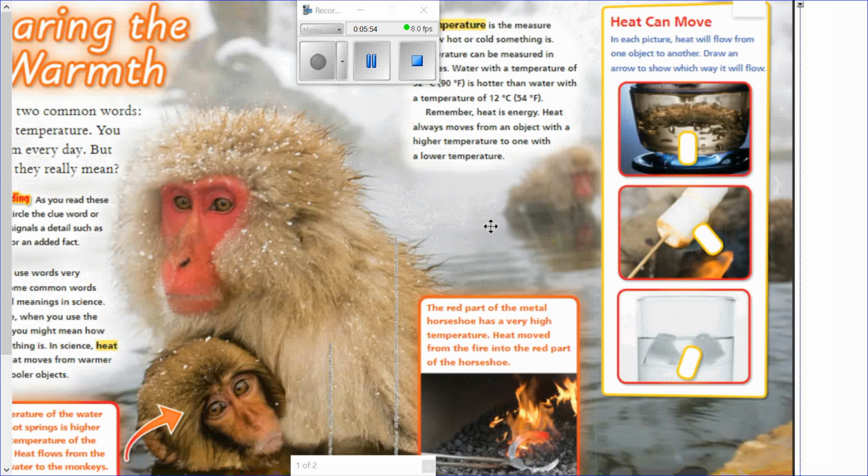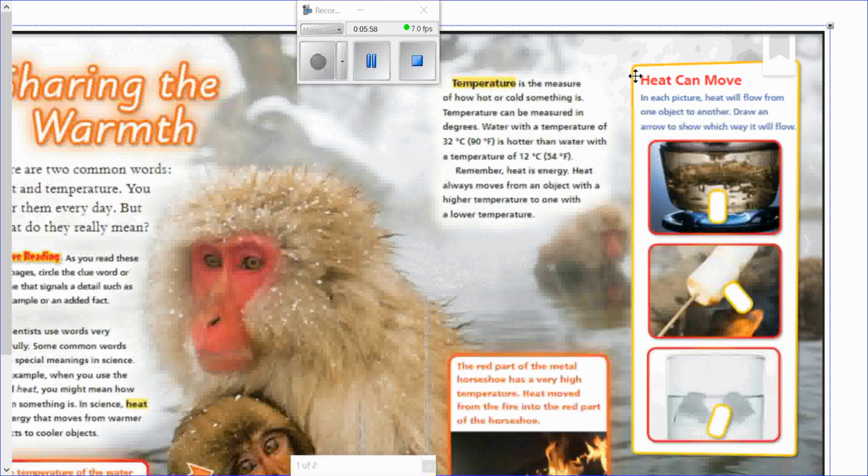Okay, it says heat can move. In each picture, heat will flow from one object to another. Draw an arrow to show which way it will flow. So here we have the gas burner, and it looks like it's heating up water. So which way is the heat traveling?